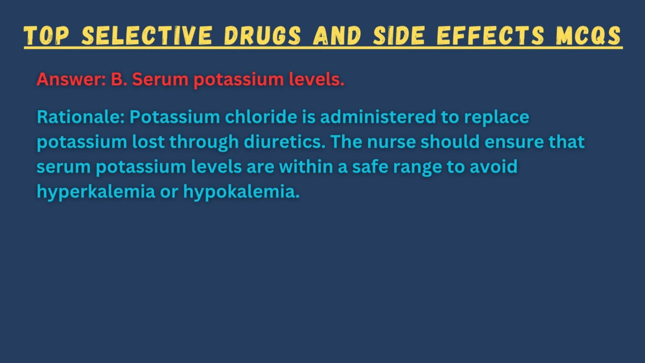Answer: B. Serum potassium levels. Rationale: potassium chloride is administered to replace potassium lost through diuretics. The nurse should ensure that serum potassium levels are within a safe range to avoid hyperkalemia or hypokalemia.